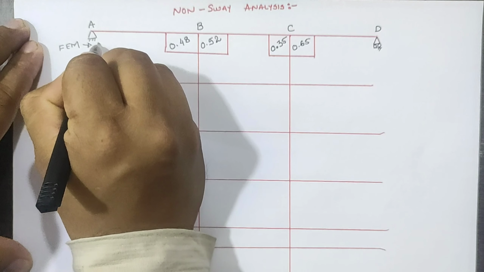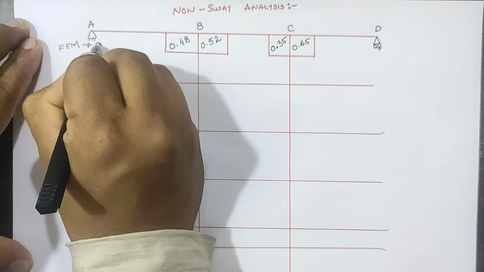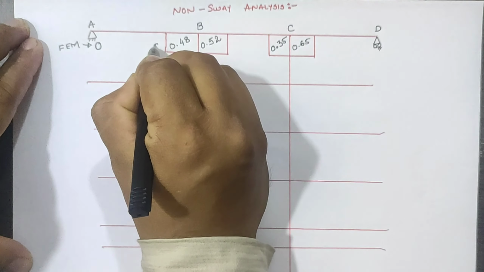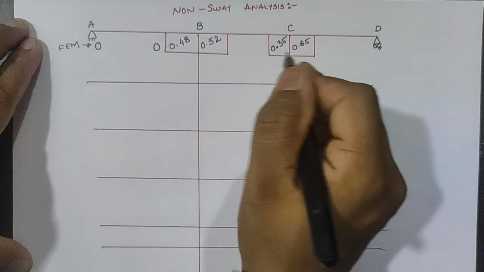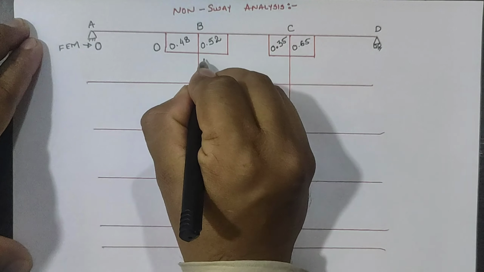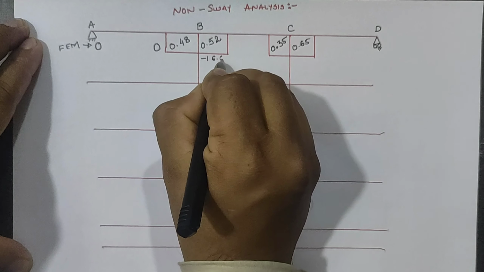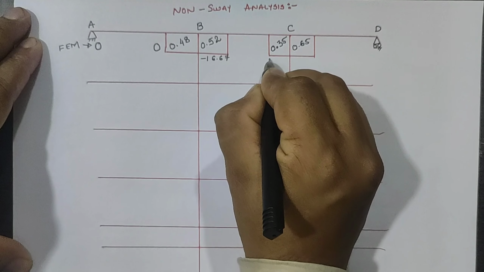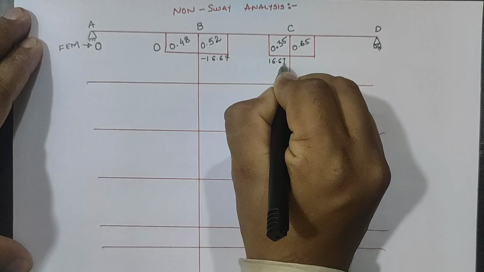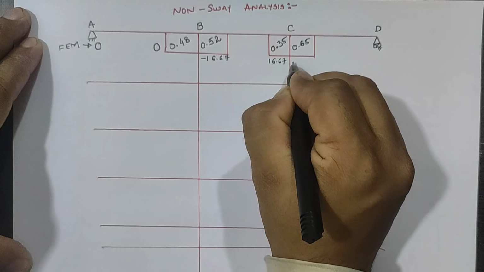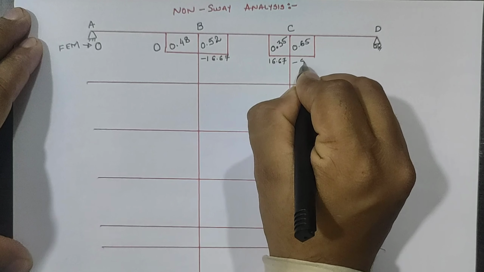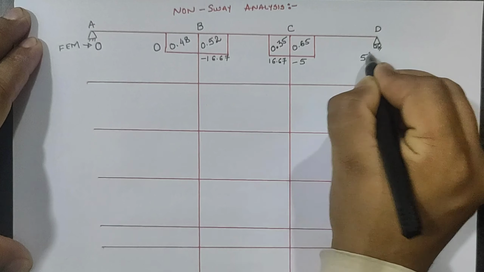So at joint A the value is 0 due to the absence of the external load. Now at BC span, from left to right, it is minus 16.67 due to the UDL, and for CD span it is minus 5 and plus 5.